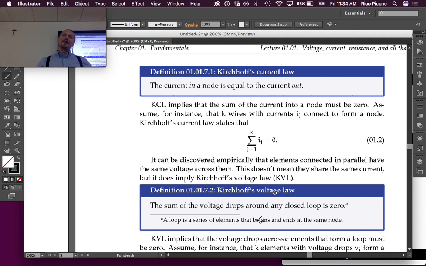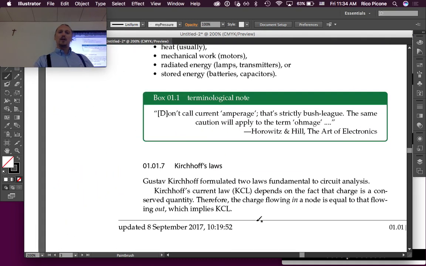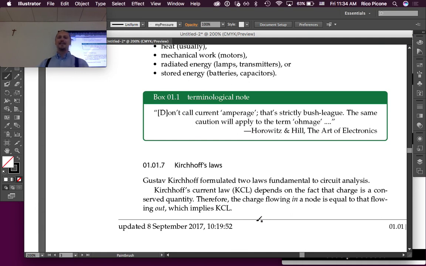All right. So Kirchhoff's current law. Did we skip something? Yeah. It's down here. Kirchhoff's law. So Gustav, which is a name that I think is really cool, Kirchhoff, which is a name that I really am annoyed at because I can never remember how to spell it, formulated two laws fundamental to circuit analysis.